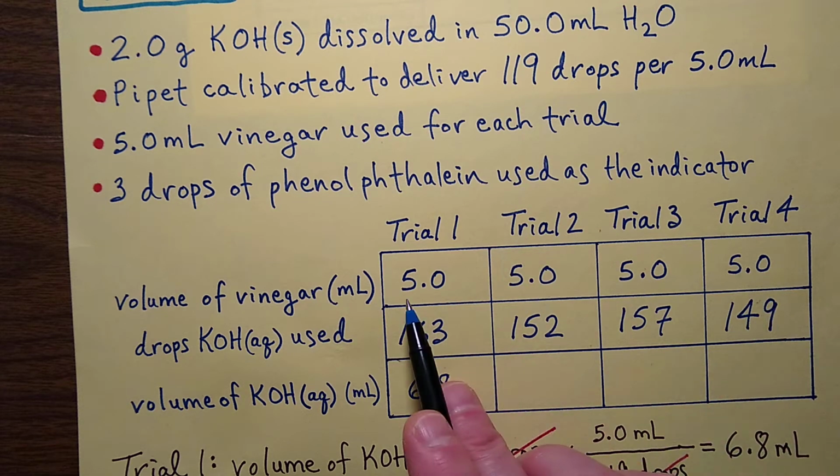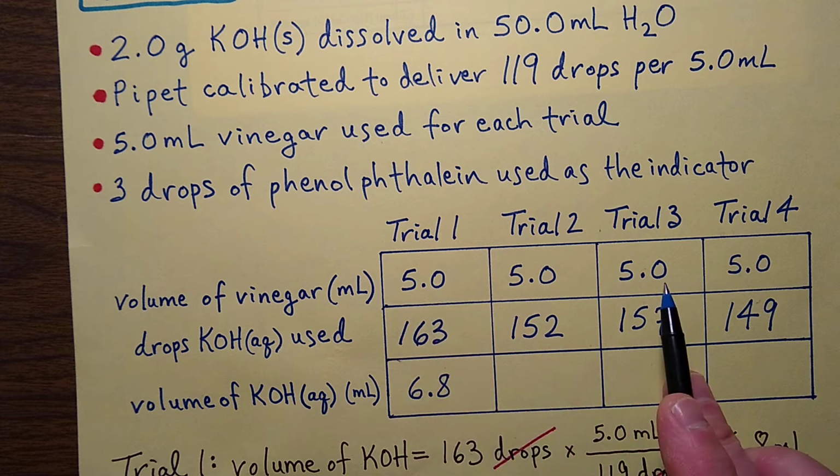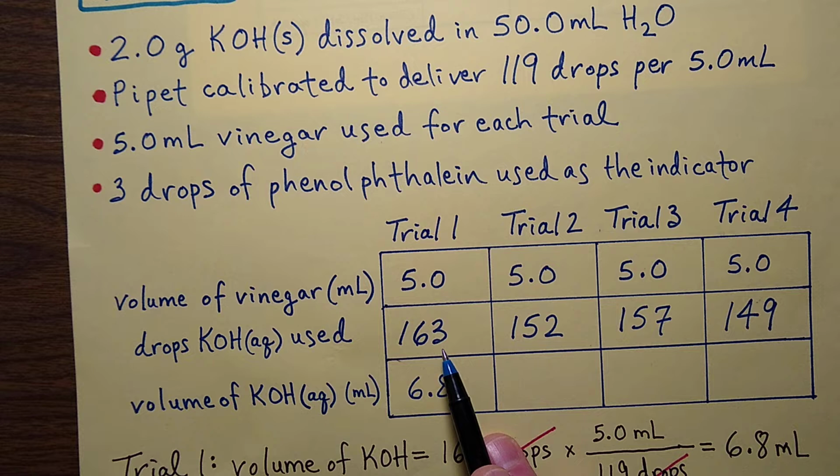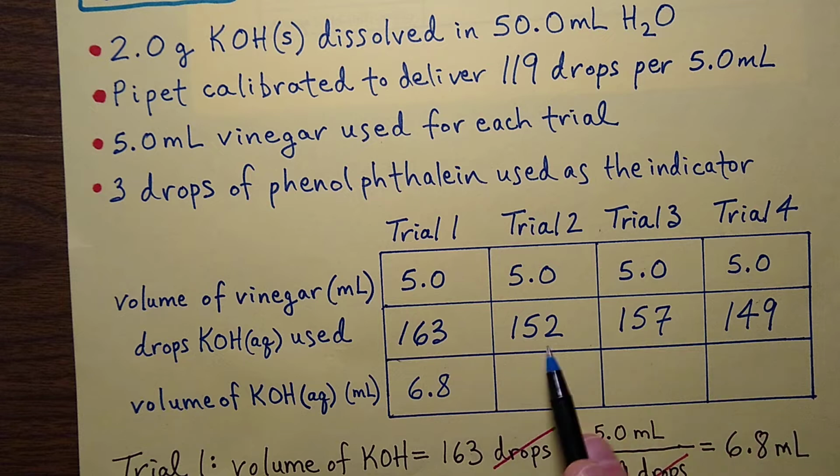But again, I used the same volume of vinegar each time. That's what you do. And then you run several trials because you don't know if you overshot the equivalence point or not in trial 1. So you run a few trials. You can see the numbers are all kind of close.